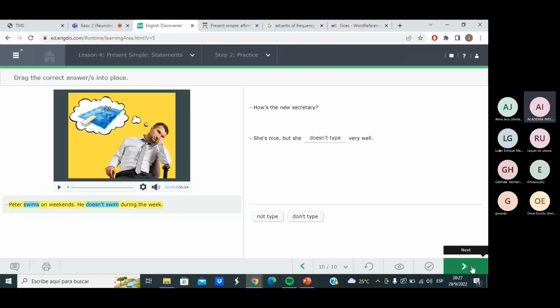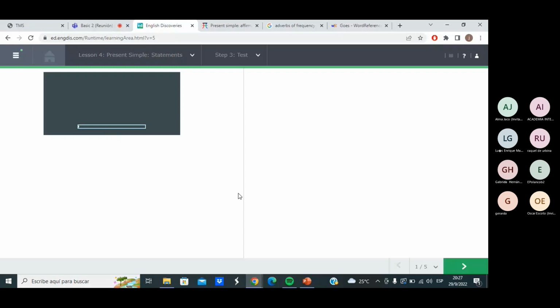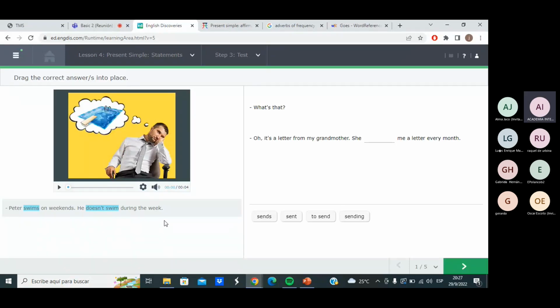Bien, y luego solo nada más aparece un examen pero este lo pueden volver a hacer las veces que quieran. Nada más el presente simple se basa en eso, ¿verdad? Cuando hablamos en negaciones, respetar esas cositas, cuando vamos a usar don't o doesn't. Y en las afirmaciones, en tercera persona, nada más ser cuidadoso de agregarle la S al verbo.